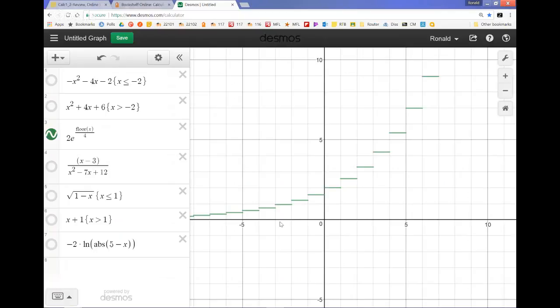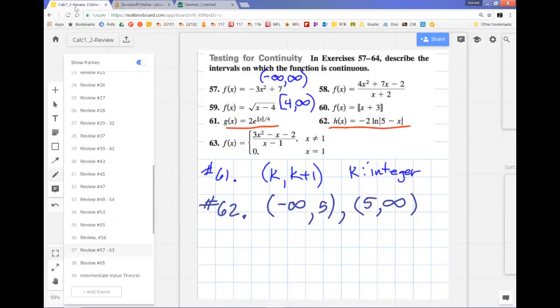But if you were asked to put down what intervals are continuous, you could say, all right, it's continuous from 0 up to 1. And then it's continuous from 1 to 2. And then it's continuous from 2 to 3. There are all kinds of these little continuous pieces, and I express this way: if you take k to be any integer, from k to the next number, it's continuous.